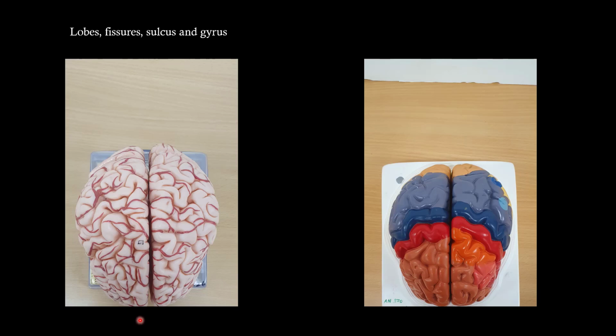This is the superior view of the cerebral cortex. Here you can see a longitudinal fissure. The longitudinal fissure separates the right and the left cerebral hemisphere, and this runs in the middle. Even though the two cerebral hemispheres are separated by the longitudinal fissure, they are connected to each other by a bundle of white matter, which is known as the corpus callosum.